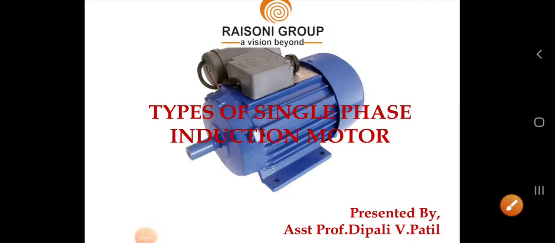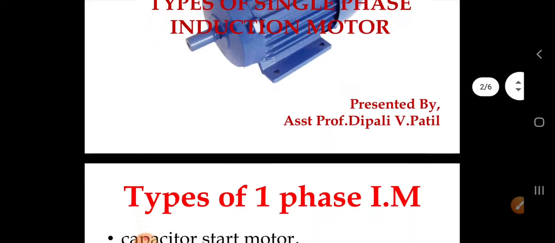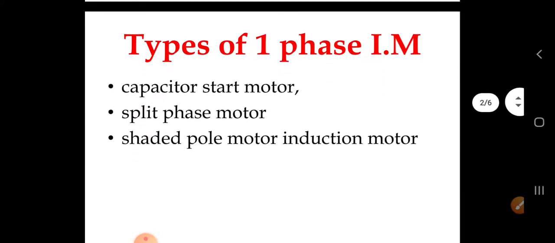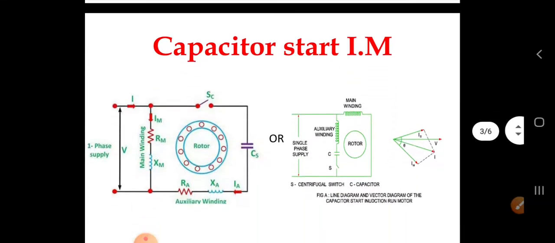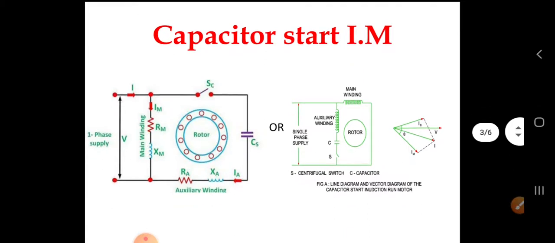Students, good afternoon. Now we are going to discuss the types of single phase induction motors. There are various types of single phase induction motor, but here we only discuss the capacitor start induction motor, split phase induction motor and shaded pole induction motor. Only three motors. So let us discuss one by one. First is the capacitor start induction motor.